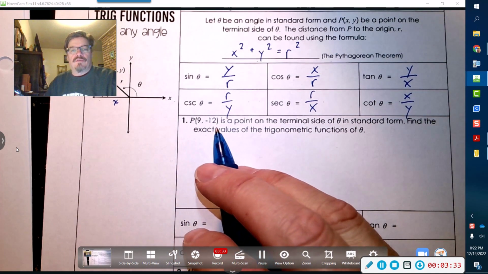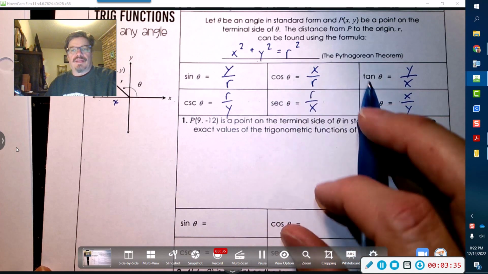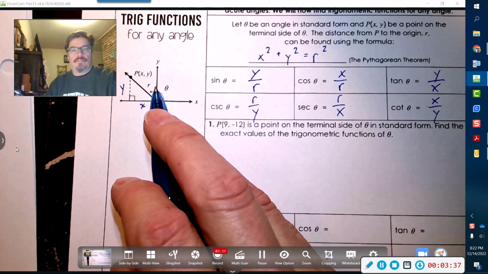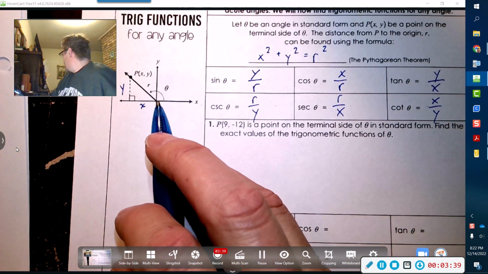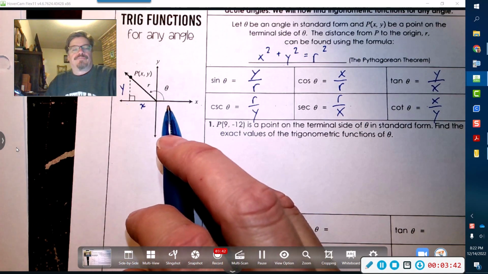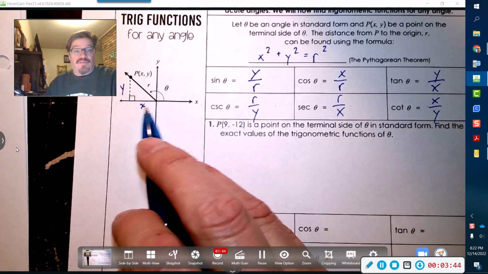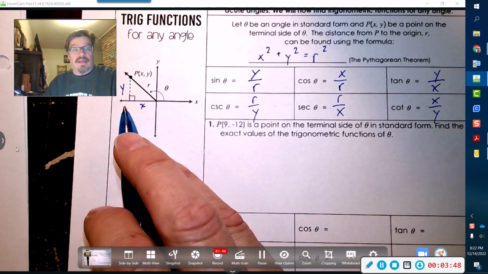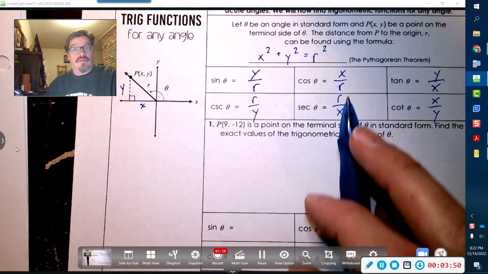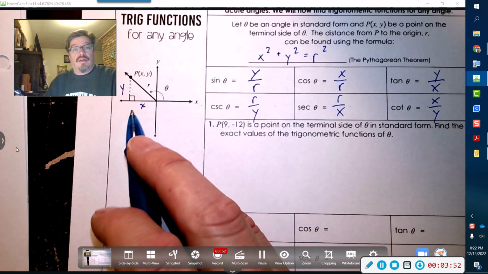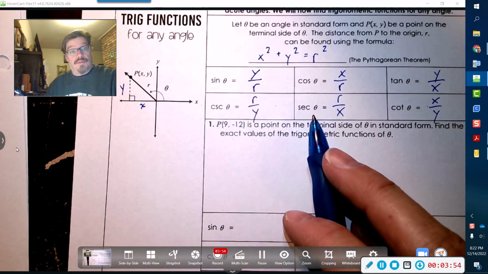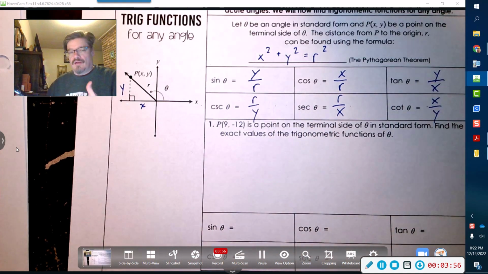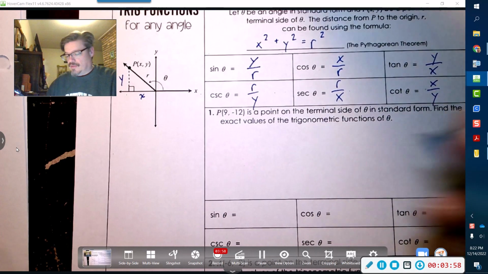All right. Okay, so how do we apply this then? What we're going to see now is that some of these will be negative. If x is negative, then the ratio will be negative. If y is negative, then the ratio could be negative. If both are negative, then the ratio would be positive. So it all depends on the situation. So let's look at this here.